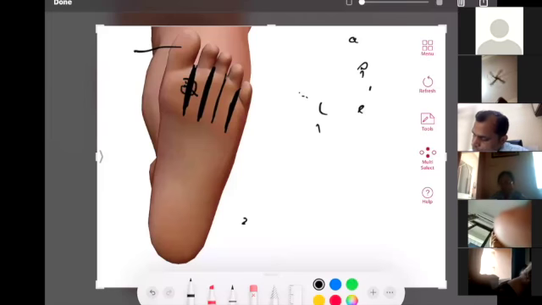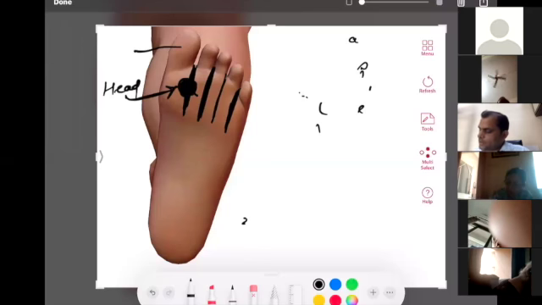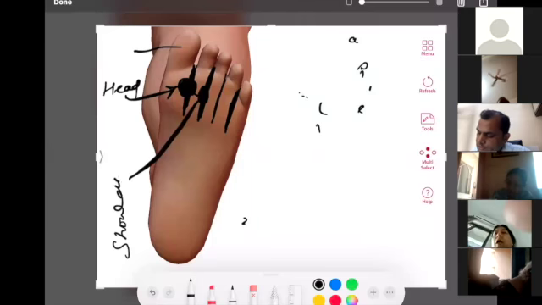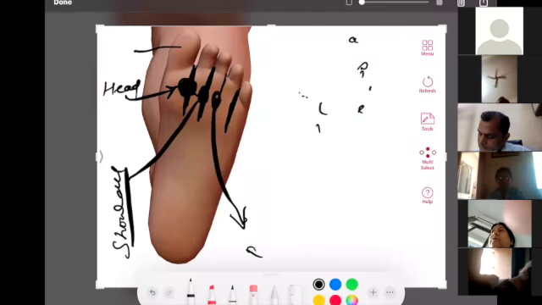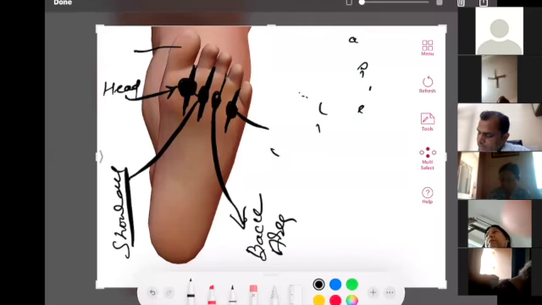By doing acupuncture on the first line, we can treat the head region, the problems of the head. Doing the treatment on the second line, we can treat the shoulder region and whatever comes at the level of the shoulder. By treating this line, we can treat the back area. And by treating this line, we can treat the lower back area.